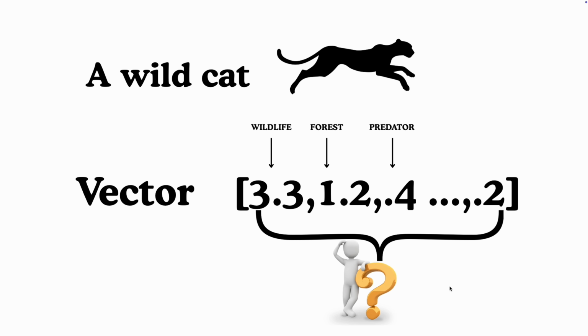So, how many numbers or components can a vector have? That totally depends on how precise you want the meaning to be. The more dimensions, the richer the detail. Commonly, you will see vectors with 768, 1024, or even more dimensions. That's the standard representation used in many modern models.